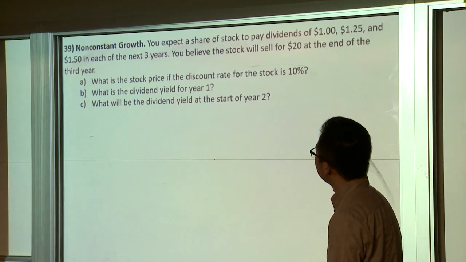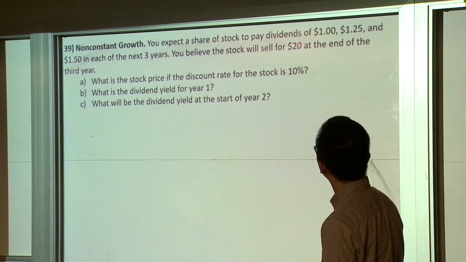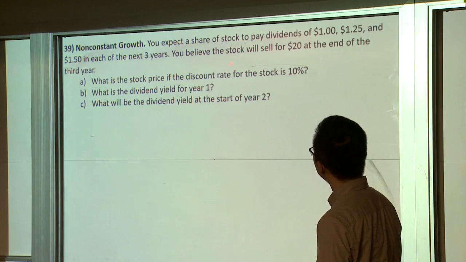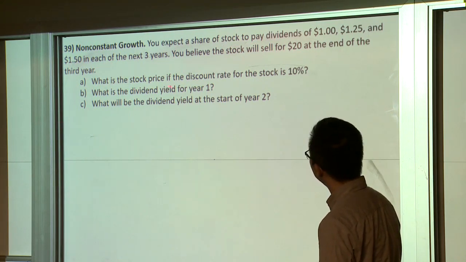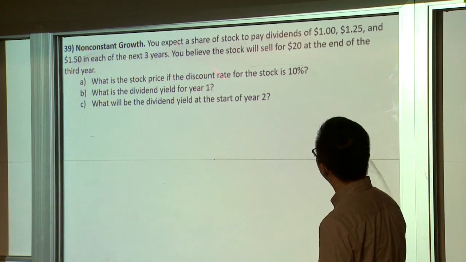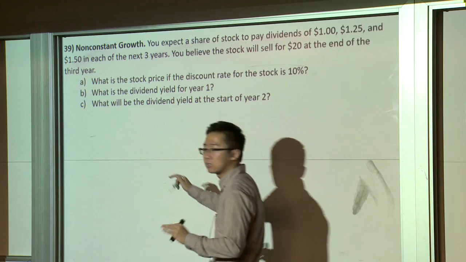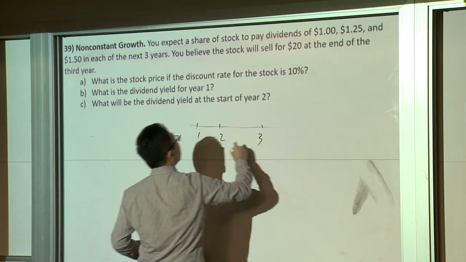Number 39. Yeah. Okay, so 39. You expect a share of a stock to pay dividends of $1, $1.25, and $1.50 in each of the next 3 years. You believe the stock will sell for $20 at the end of the third year. What is the stock price if the discount rate of the stock is 10%? Discounted cash flow. And it is a complex cash flow. Okay? 0, 1, 2, 3.